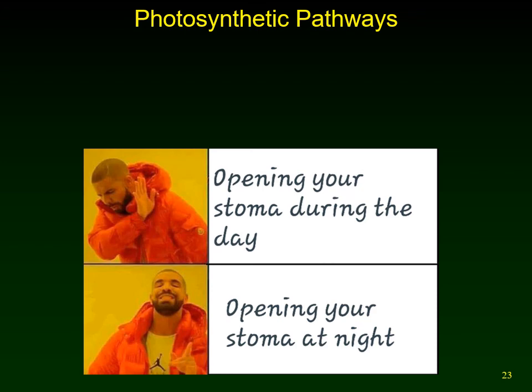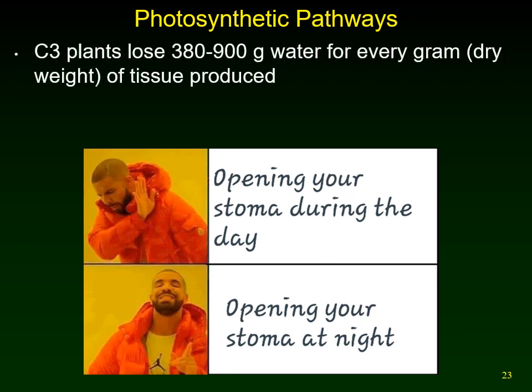So when we look at the different photosynthetic pathways, C3 plants lose 380 to 900 grams of water for every gram dry weight of tissue that they're producing, which is a lot of water. The C4 plants lose a lot less, only somewhere between 250 to 350 grams. So the C4 plants obviously have an advantage in doing photosynthesis where you have less water available. And this could even be seasonally. You might have a seasonal drought during the middle of the growing season, and the C4 plants would have an advantage at that time.